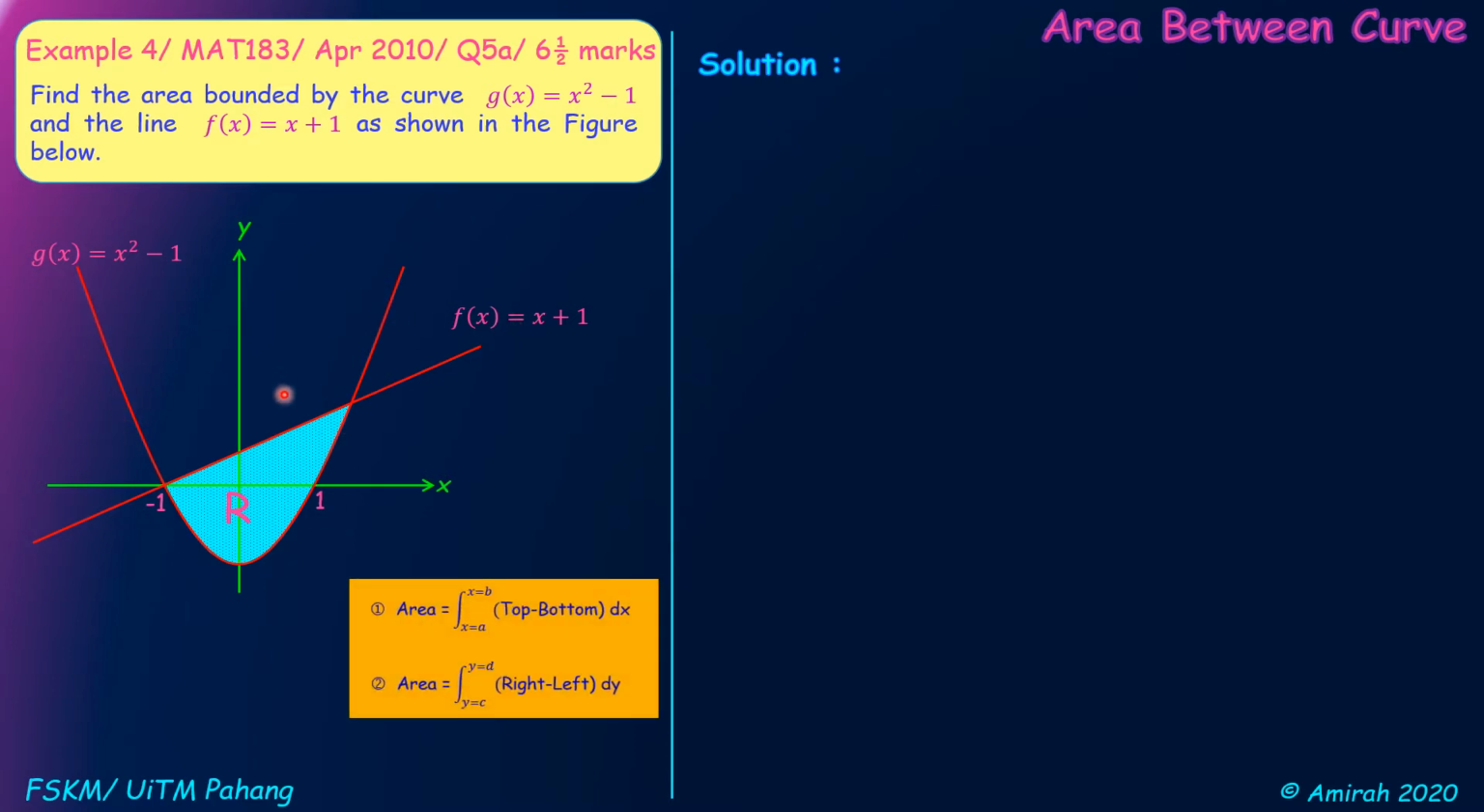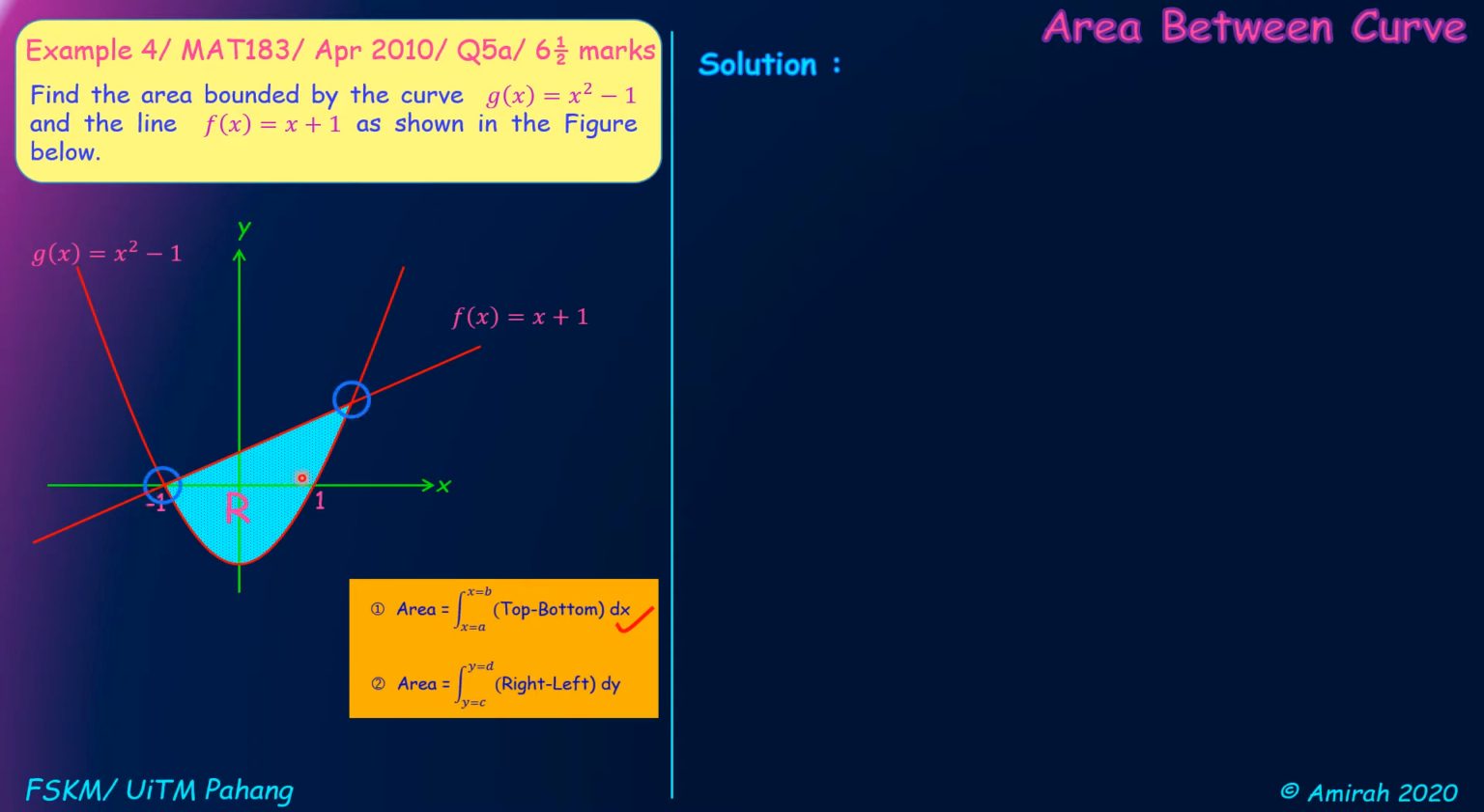To find the area, we can integrate with respect to x or we integrate with respect to y. When we integrate with respect to x, we need to use top function minus bottom function. From here, it is clear that the line is the top function and the curve is the bottom function, which means that formula number 1 is suitable to find the area for this case.